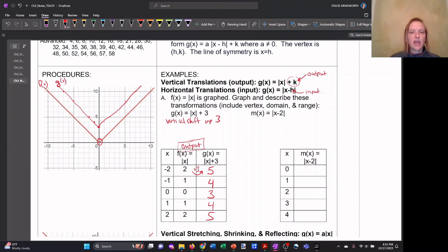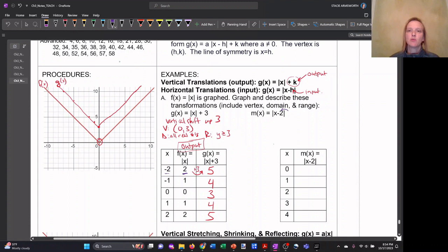Notice that this has a vertex. The new location of my vertex is at (0, 3). My domain is all real numbers. And my range is... Now the lowest possible value for my y is 3. So the y value needs to be greater than or equal to 3.